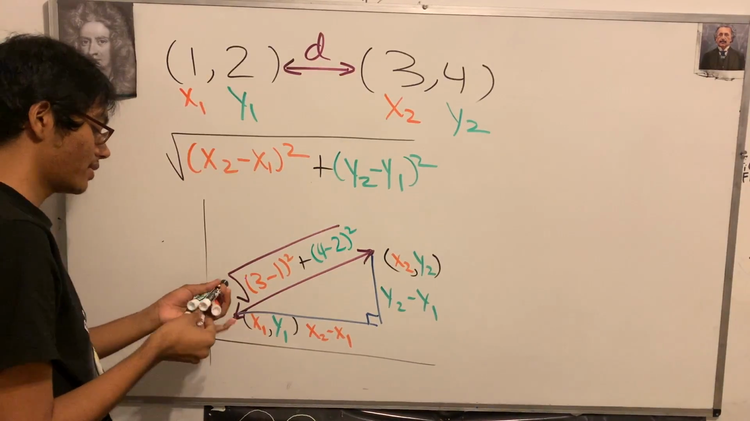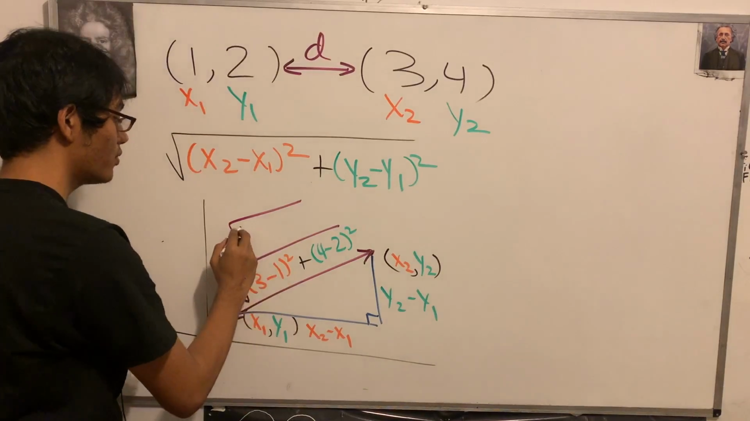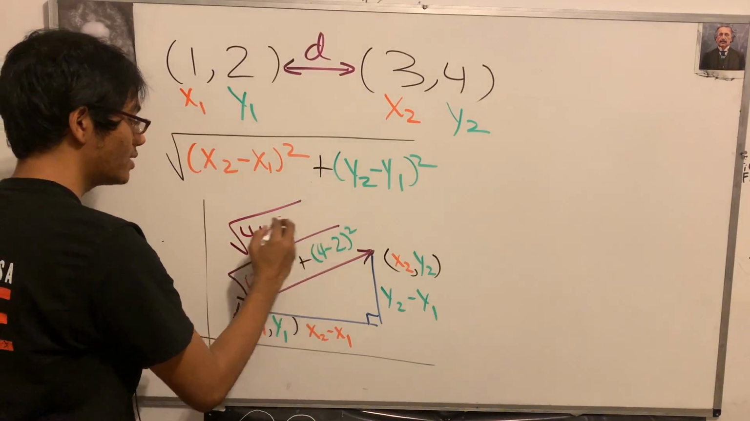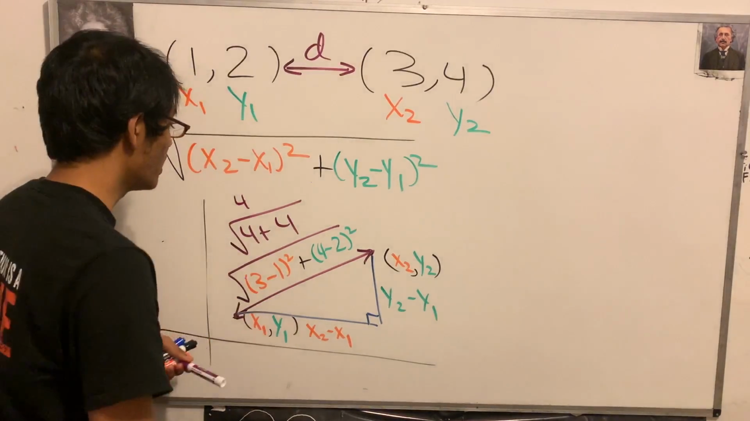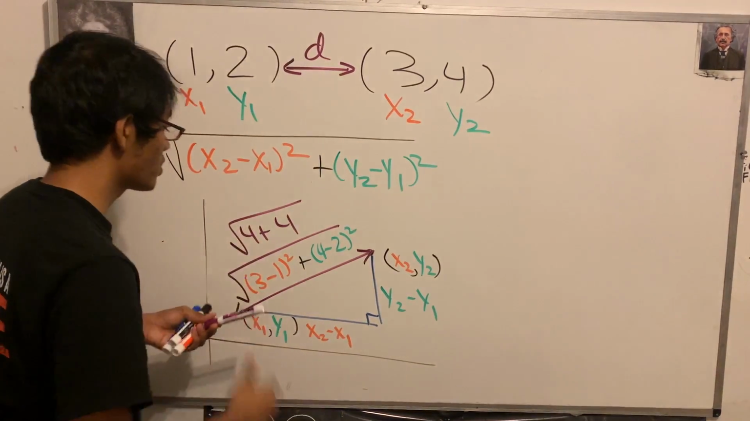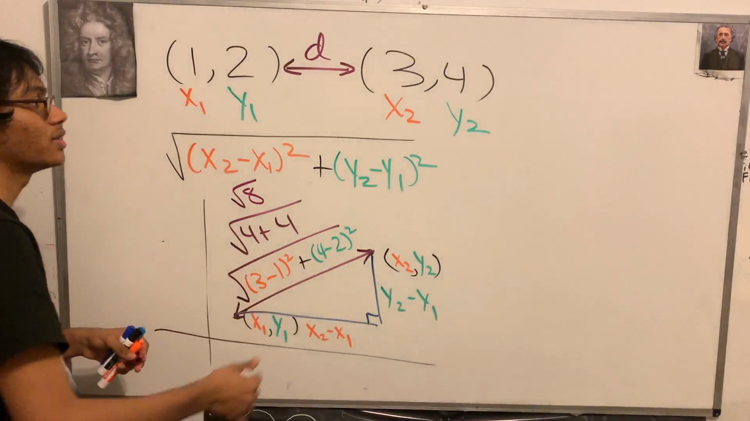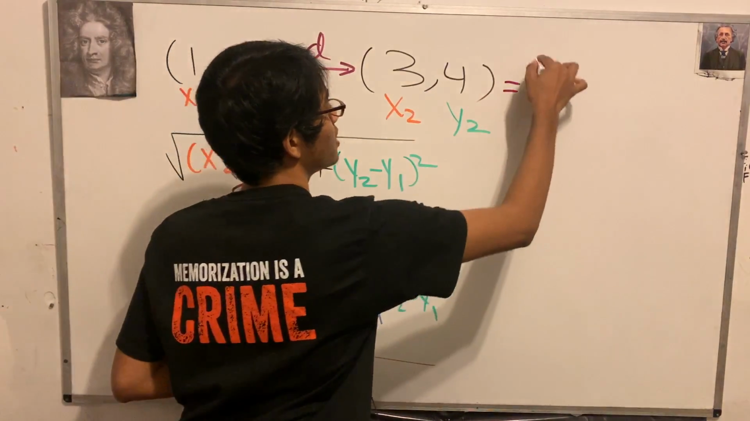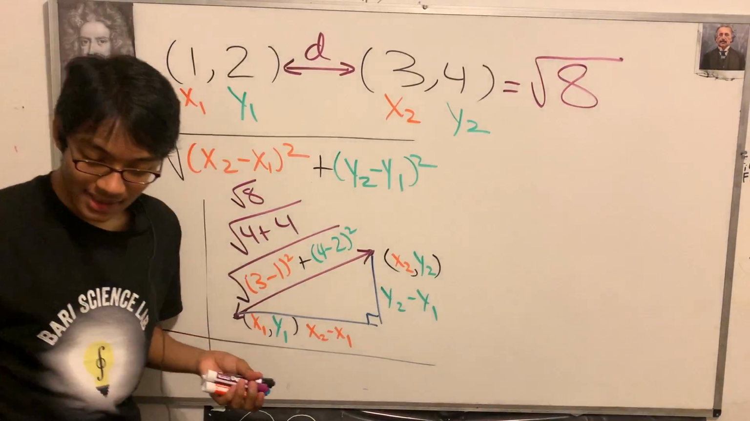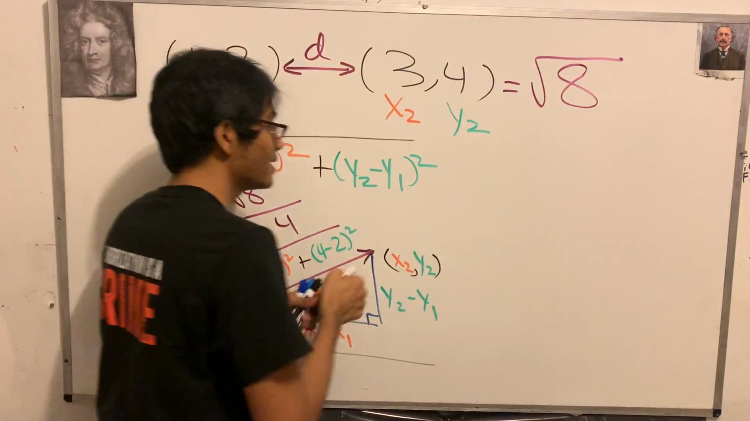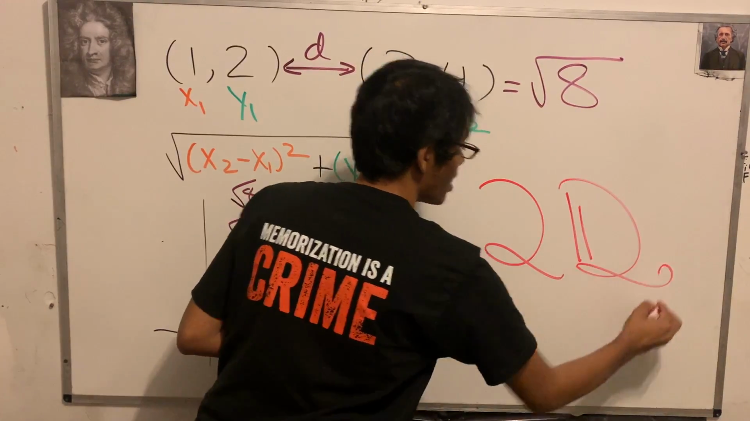And now I can just simplify this, right? So what is this going to become in the square root? I'm going to have 3 minus 1 squared, which is 4, and 4 minus 2 squared, which is also 4. In other words, I'll end up with the square root of 8. And that's the distance between these 2 points. The distance between these 2 points is the square root of 8. Now that's in how many dimensions? Well, that's in 2 dimensions. So we now know how to find distance in 2 dimensions.